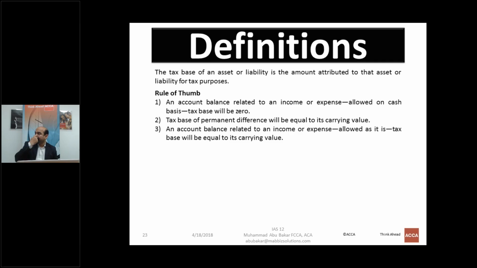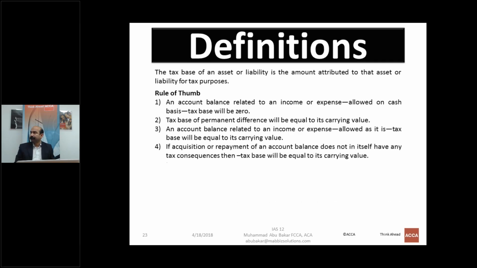Number 3, an account balance related to an income or expense allowed as it is, its tax base will be equal to its carrying value. Carrying value, again, is the value from the accountant's point of view, the value which is appearing in your account. Number 4, if acquisition or repayment of an account balance does not in itself have any tax consequences, then the tax base will be equal to its carrying value.